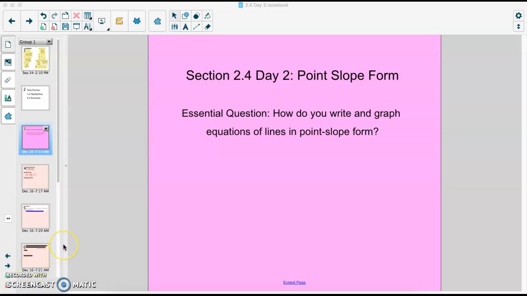Hey guys, welcome to 2.4 day 2. This is point slope form. Our essential question: how do you write and graph equations of lines in point slope form?